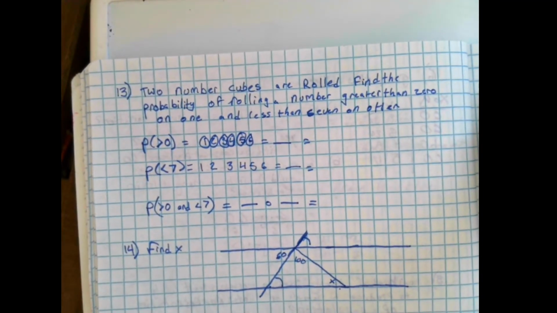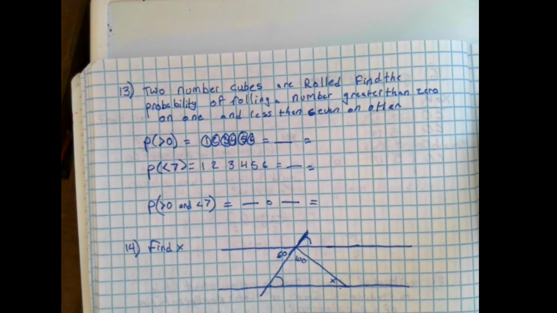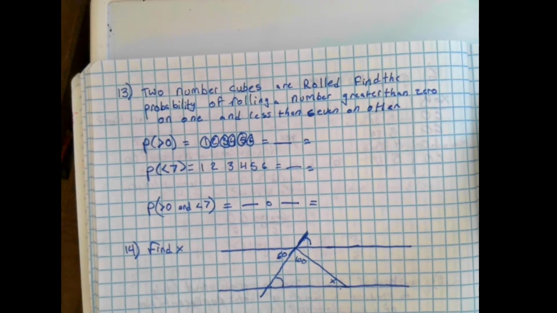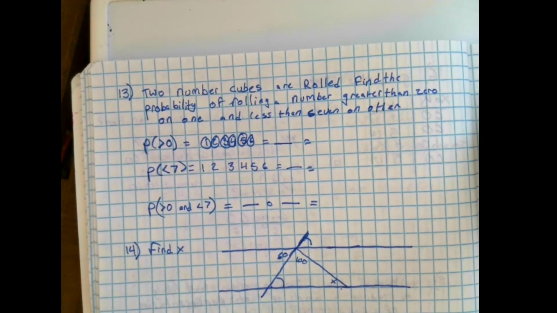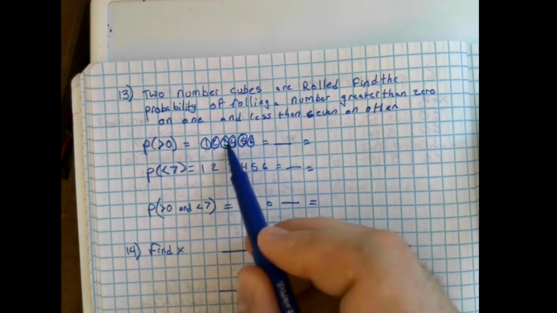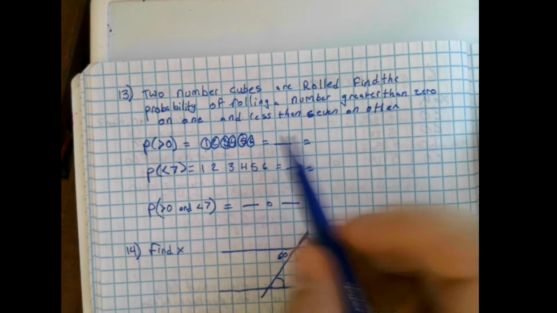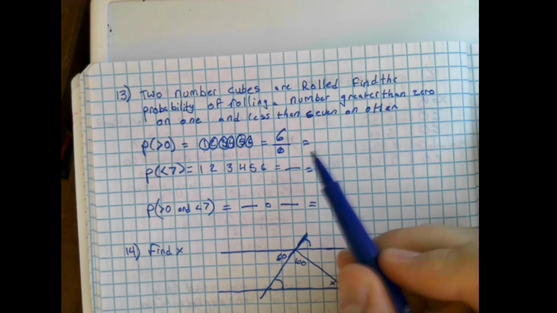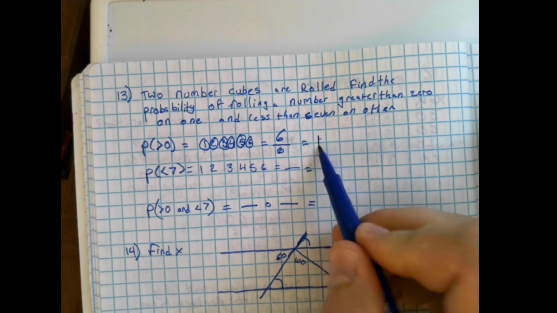Our next starred problem is question 13. Now, question 13 says two number cubes are rolled. Find the probability of rolling a number greater than 0 on one and less than 7 on the other. Well, a number greater than 0, our options are 1, 2, 3, 4, 5, and 6. All 6 of these are greater than 0, so it's a probability of 6 over 6, or 1.